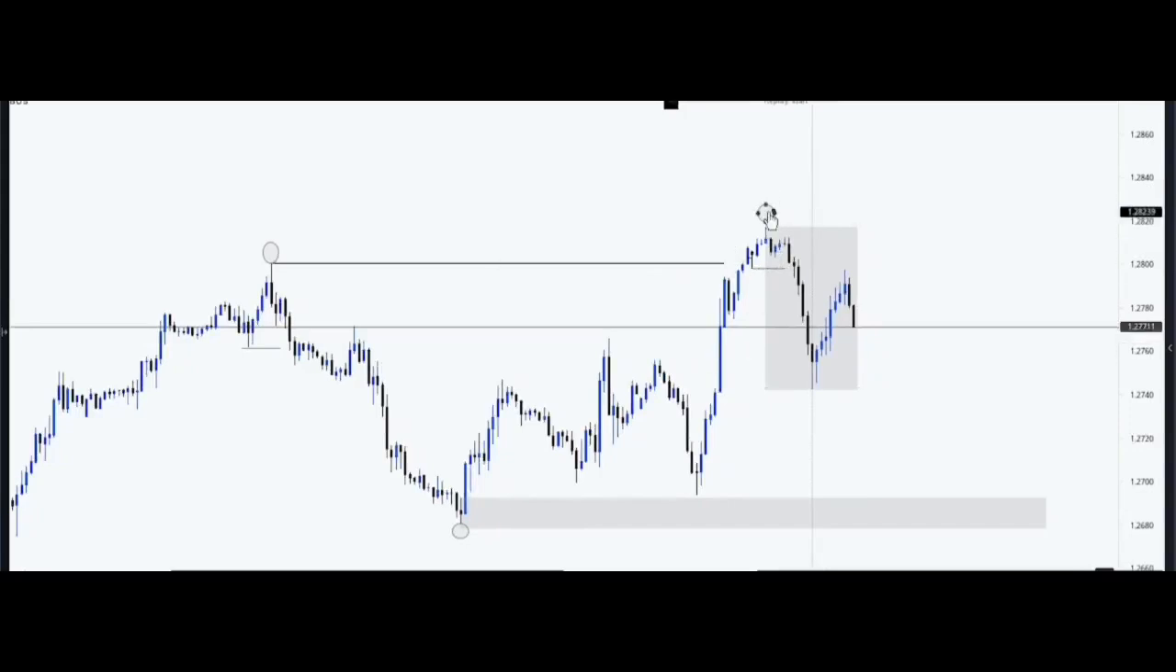So now you have swing high, swing low. This is your trading range. Remember, your swing high is external structure, your swing low is external structure. Anything in between this high and low is known as internal structures.